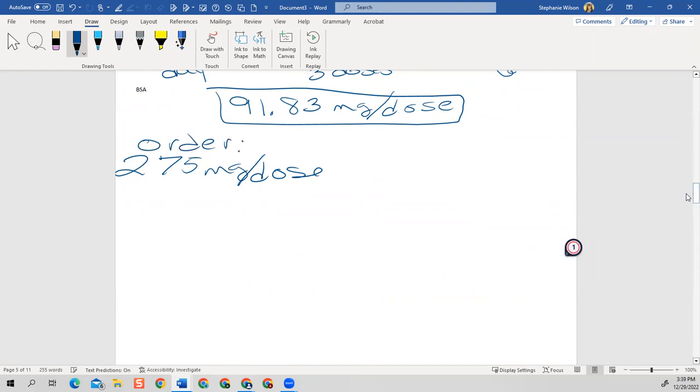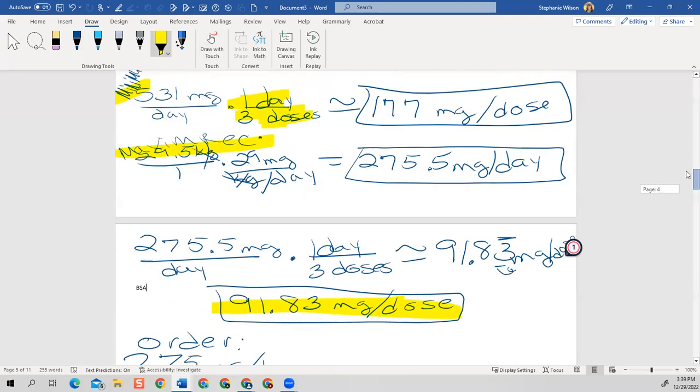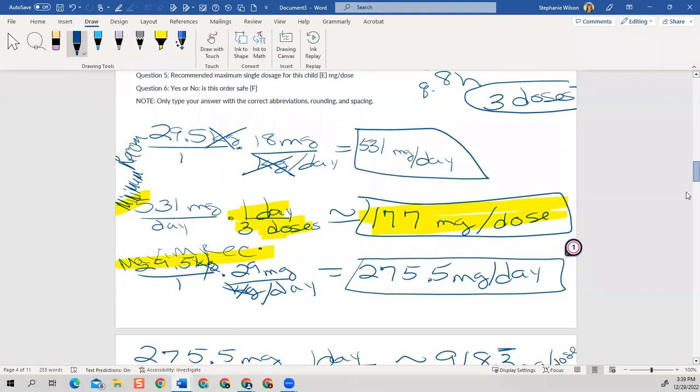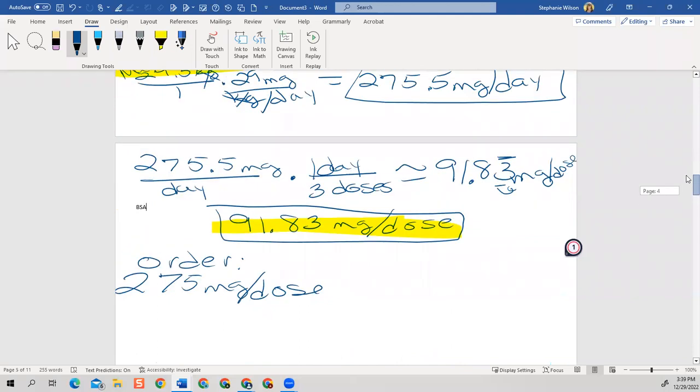Now we need to determine, is the order safe? All right. So in order to do that, I'm going to focus on the minimum and the maximum recommendations for this patient. Remember, if we were to determine what's safe for each one of us, we'd all have a different amount because we all have a different body weight. All right. So it says here that we have a minimum of 77 milligrams to a maximum of.